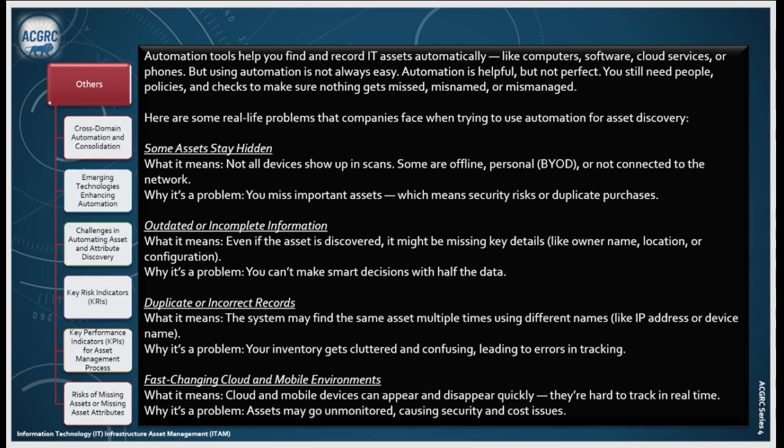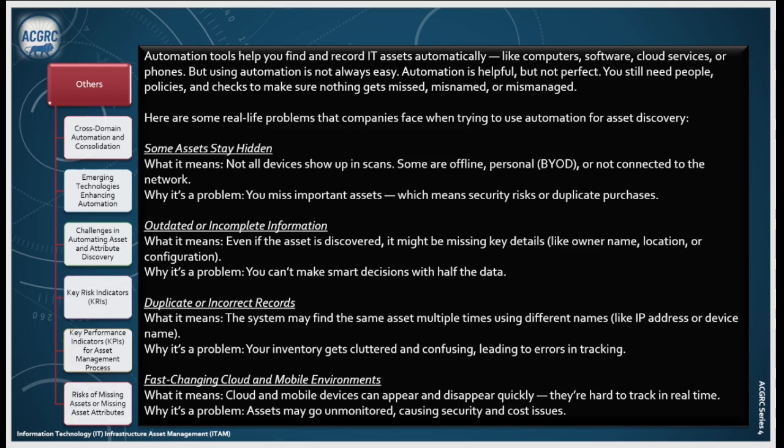The next one, which is quite frequent, is that the system may find the same asset multiple times using different names. Your inventory gets cluttered and confusing, leading to errors in tracking. This is one major issue that we see in real time.